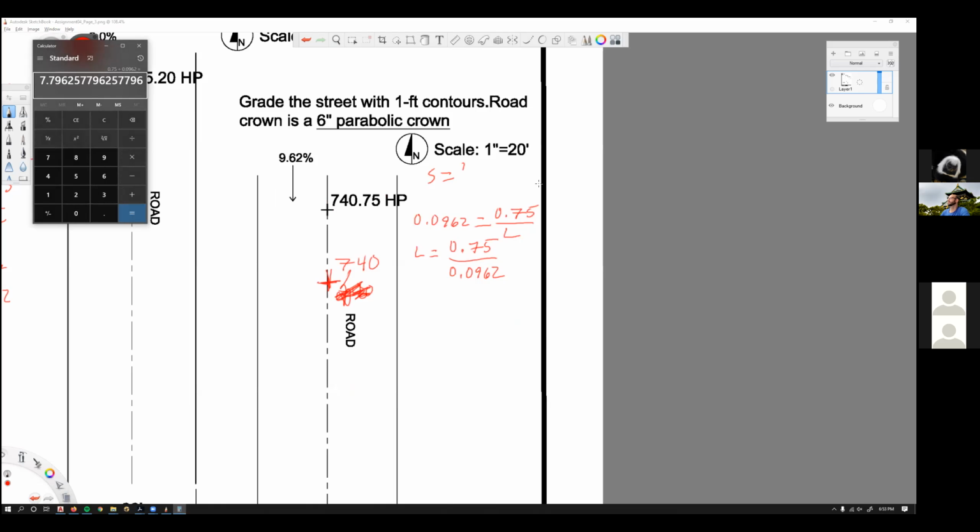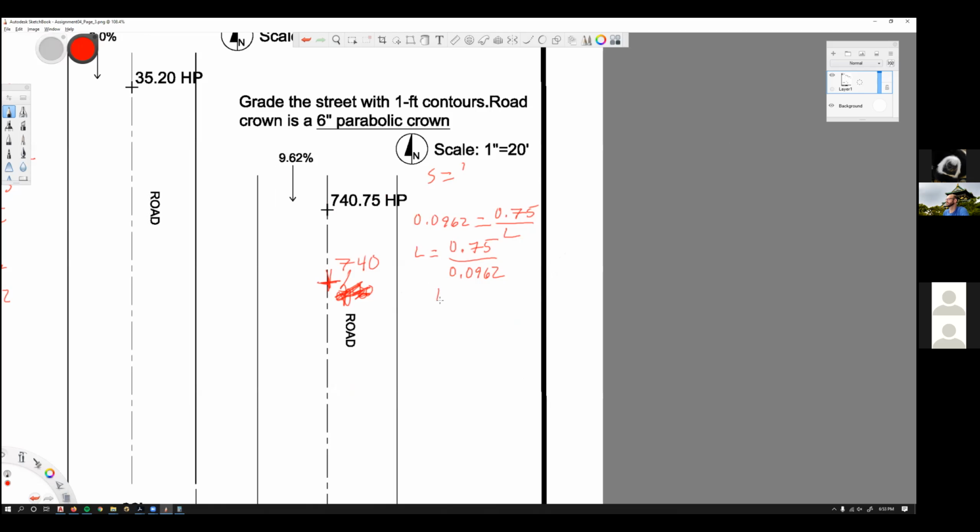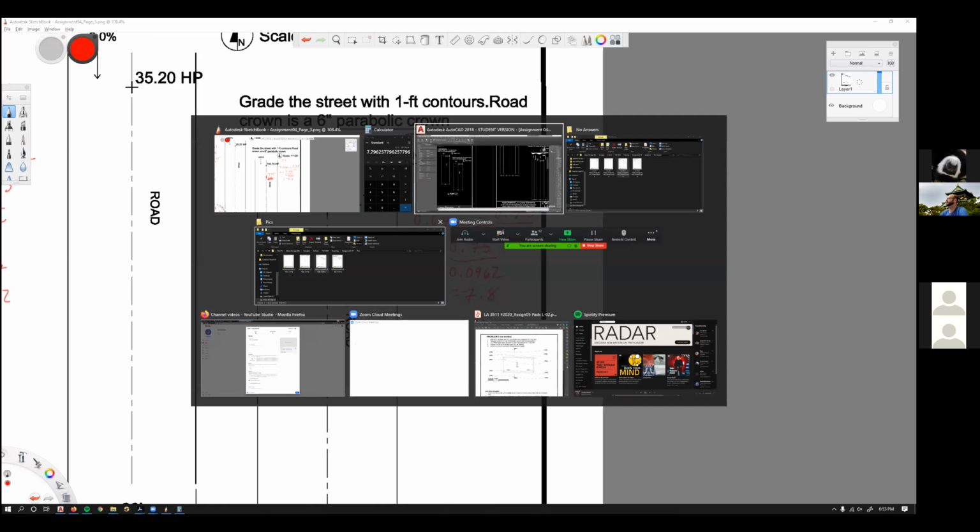0.962. Does everyone get why the slope and the L just switch places in order, the way algebra works, the reason why we do that? Okay. So our length is 7.8, which you can round up to 8 for your scaling.